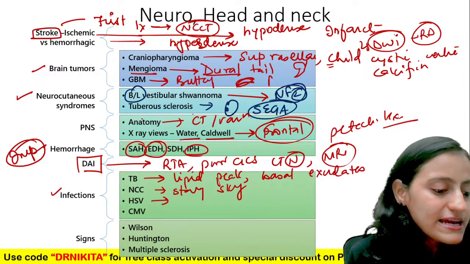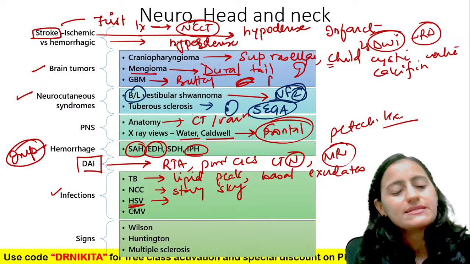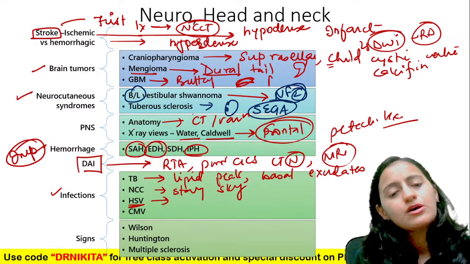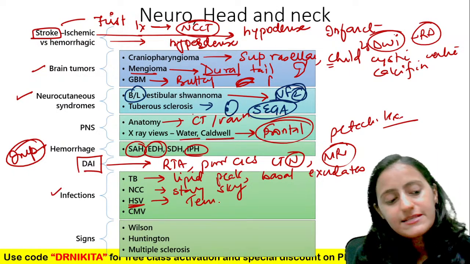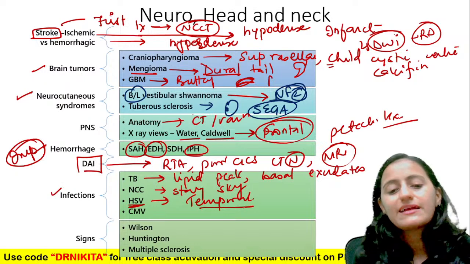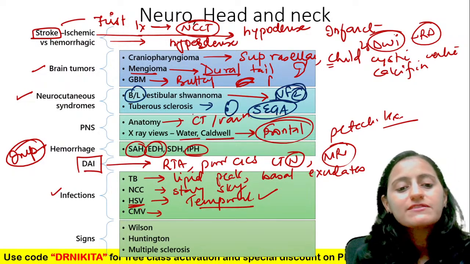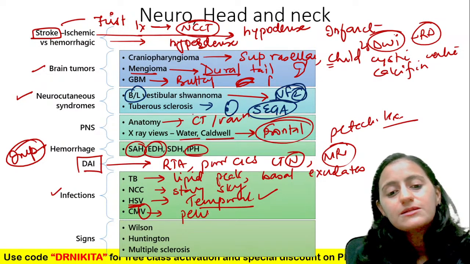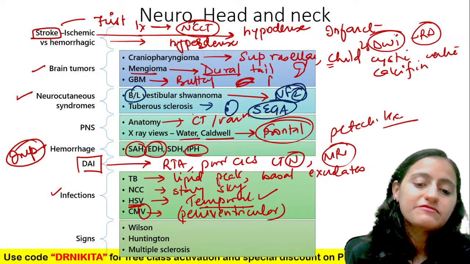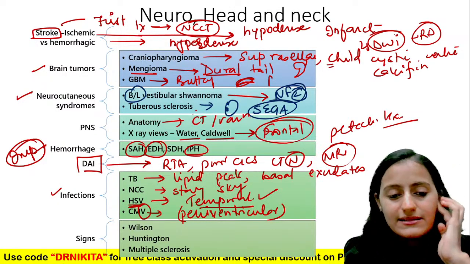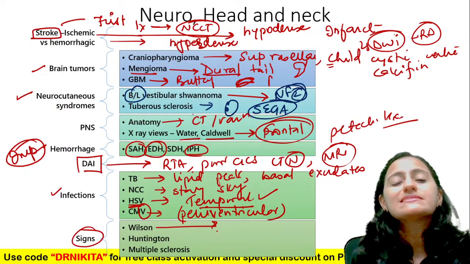Herpes simplex encephalitis. Tell me, what lobe is commonly affected in herpes simplex encephalitis? Correct, it is the temporal lobe. Very good. That is the temporal lobe, a recent NEET PG question. What calcification do you have with CMV? Remember, V for ventricle. It is periventricular calcification that we see with CMV.